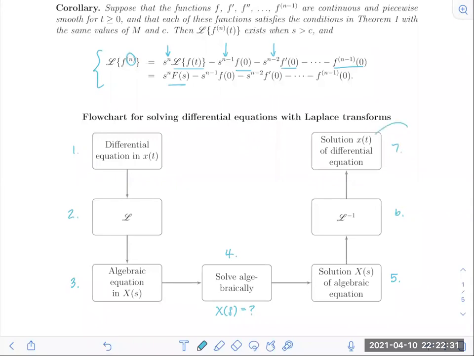What's really important to note here is that we took into consideration the initial conditions by the theorem 1 and corollary that utilized f of 0, f prime of 0, et cetera. So this is the specific, or I should maybe say particular, solution.